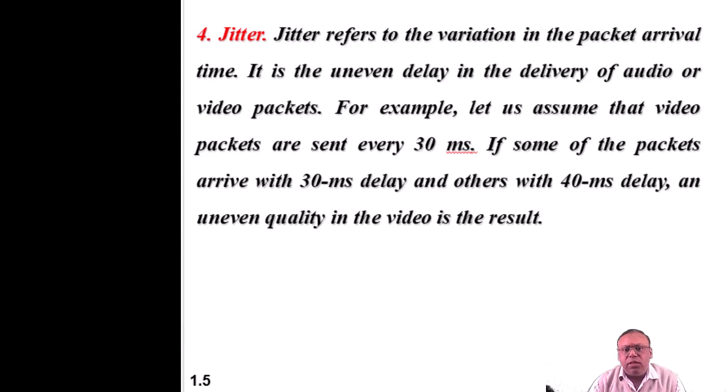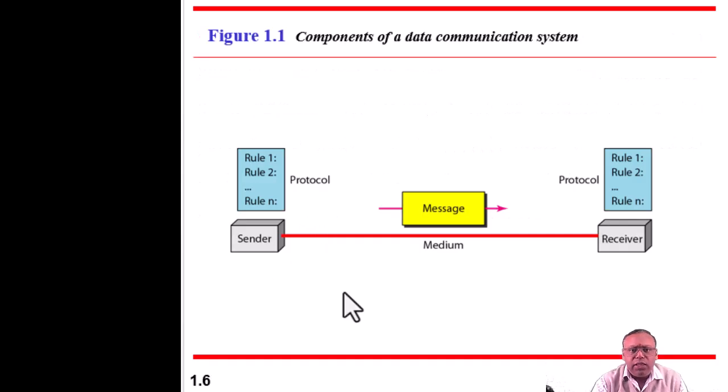Now we will see the components of the system. So these are the components of the computer network. First component is the sender, another component is the receiver, third component is the medium, fourth component is the message, and fifth component is the protocol. So sender and receiver both are clear, means source and destination must be there before transmitting anything.